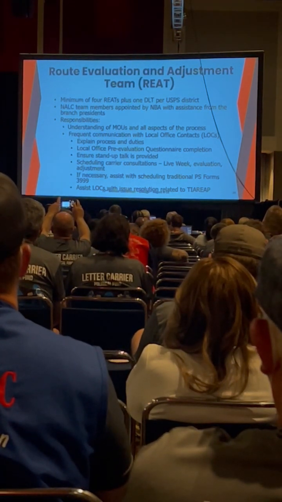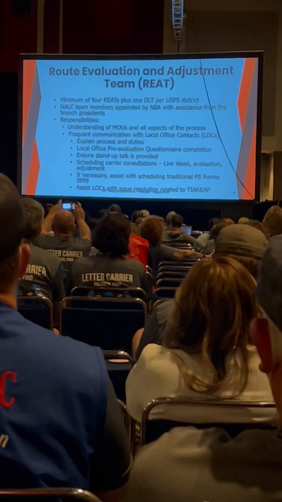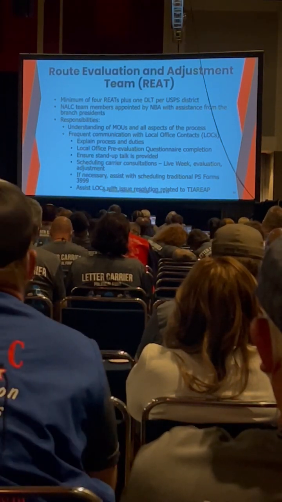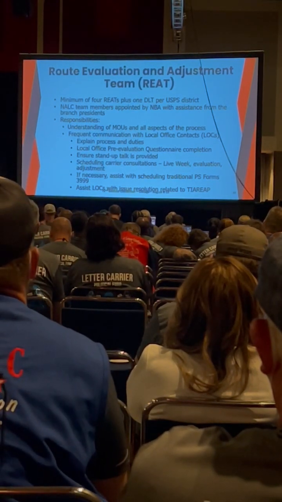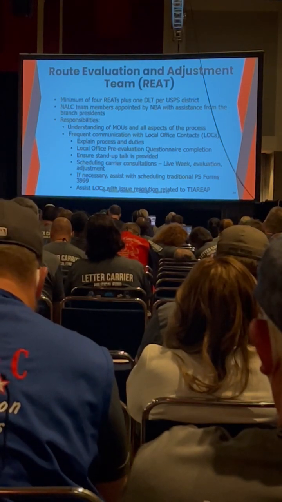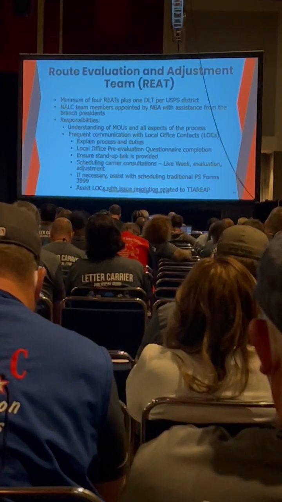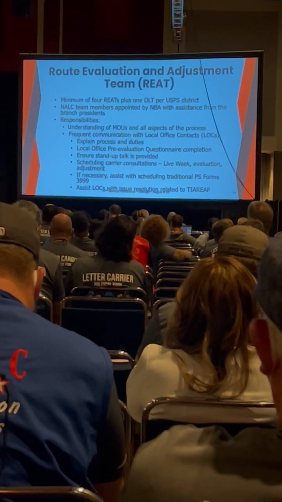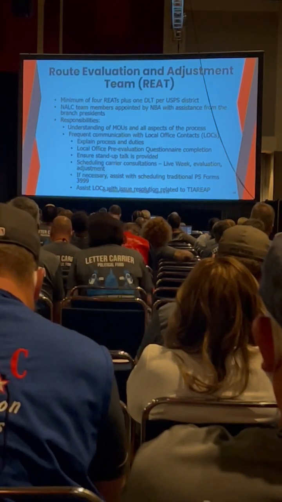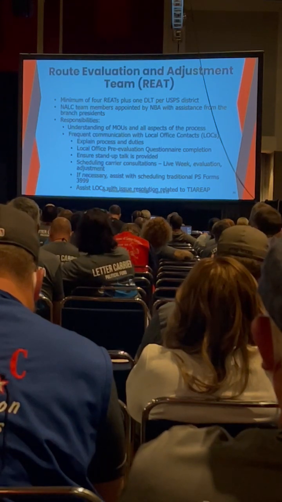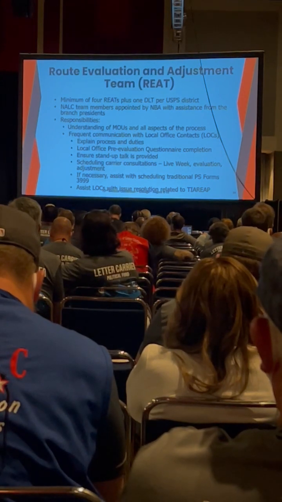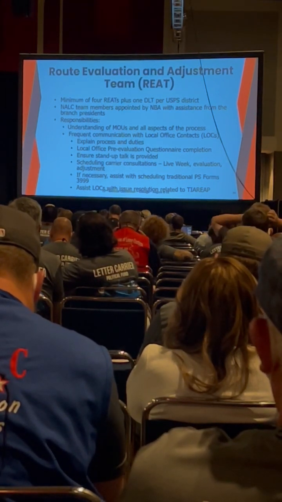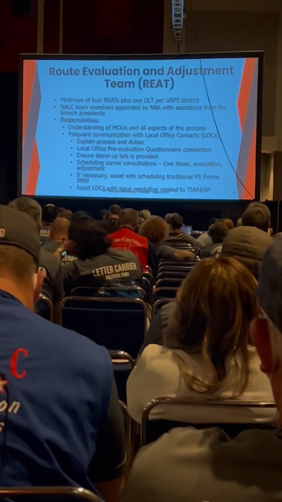So those team members are appointed by the NBA, certainly with the assistance from the branch presidents. Some of the responsibilities are obviously understanding the MOUs and all aspects of the process, and they certainly do have a good understanding of that, considering they go through a week-long training at the various locations throughout the country. They need to have frequent communication with the local office contacts. I think I've already said it once, and I'll probably say it again. The information that the evaluation teams receive from the local office contacts, the assistance that they receive from the local office contacts is very crucial to what they're trying to accomplish, and that's to give everybody a fair evaluation.